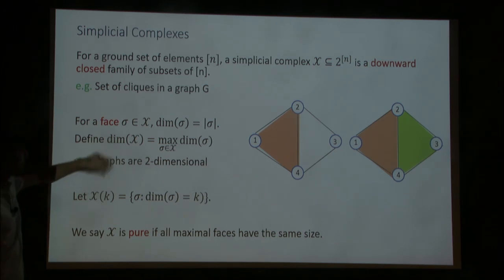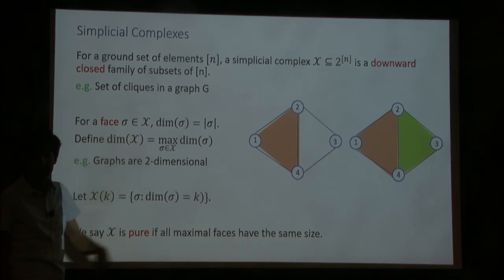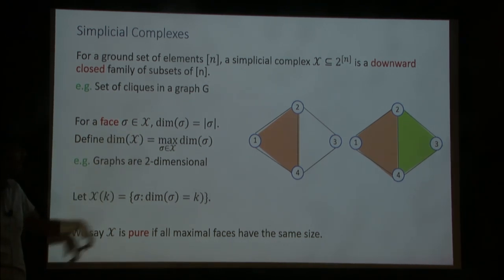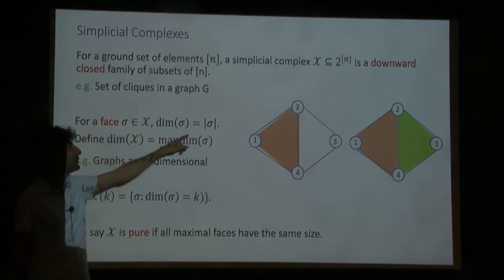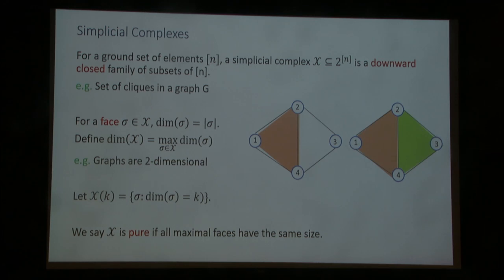So these are some terminologies. You can study a face or a set. In the matroid language, this is an independent set. We usually define a dimension to be the number of elements in that set. Usually in the simplicial complex, this is defined to be this minus 1, but I prefer this notation because of my application. But anyway, it's the number of elements in that set.